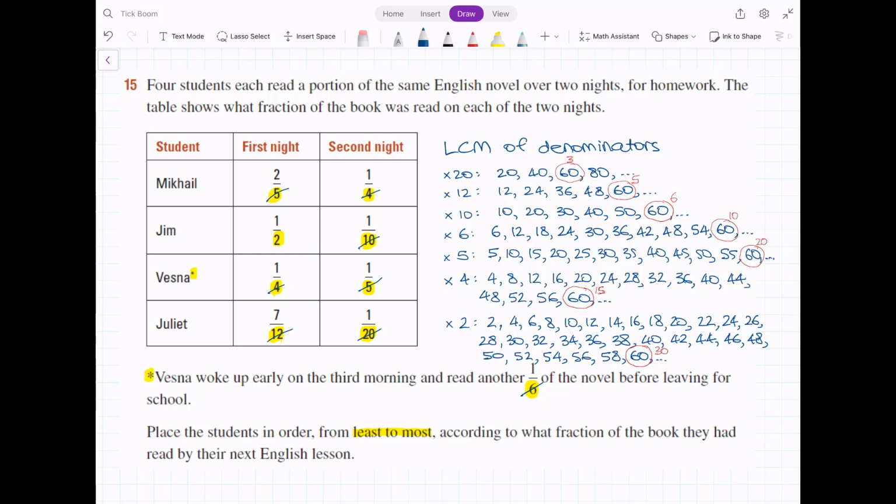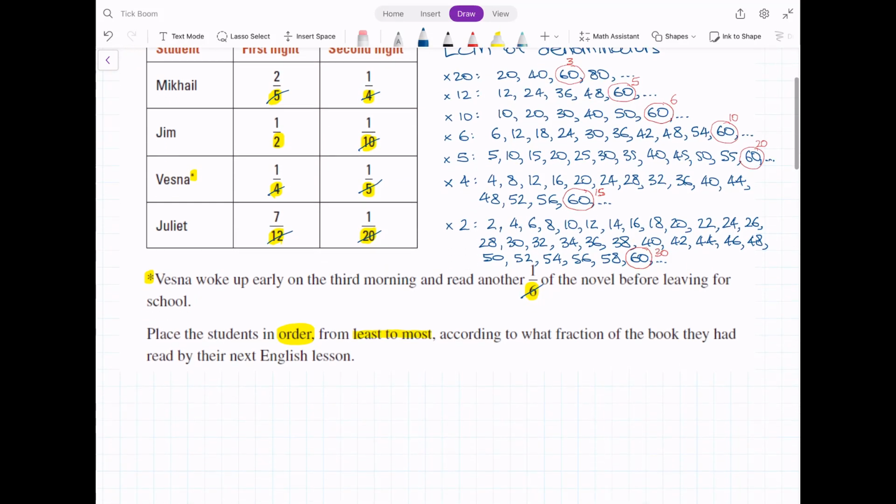So what I'll do is, for each of the 4 students, we'll add up their fractions, and then once we've got them all with a common denominator, we'll be able to place them in order, which is ultimately what the question wants us to do. It wants us to order these fractions. So we'll start with Mikhail.